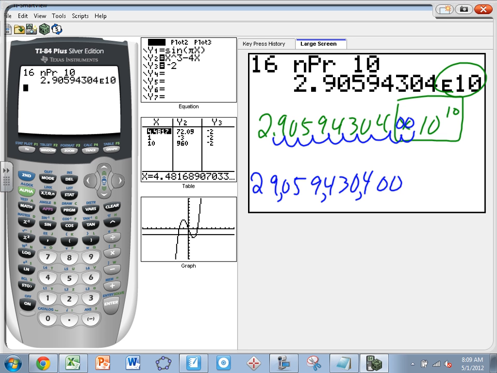29 billion different arrangements. So if you had 16 students in a classroom with 10 desks, you could arrange yourself in 29 billion different ways. Is that interesting to think about? Let's try it. You know how long that would take? The whole rest of the school year.